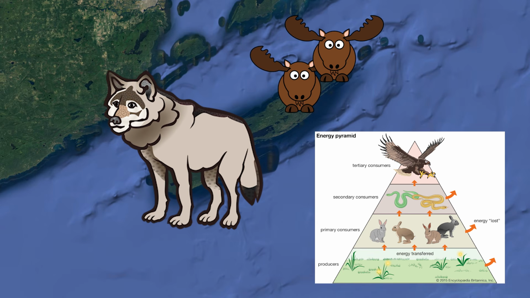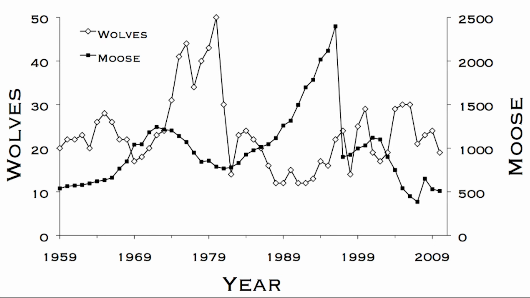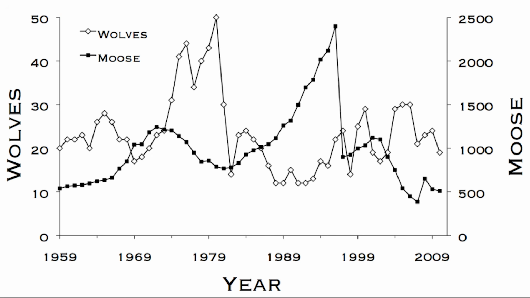But what's really interesting here is the way these two populations fluctuate. Because we've been studying this ecosystem for so long, we have a really good idea of how many wolves and moose are on the island in any given year, and we can record long-term trends for each of them. Over the last several decades, researchers have found that when wolf populations are high, moose populations are relatively low. When wolf populations are low, moose populations are relatively high. It seems as if Isle Royale's wolf population is directly influencing the behavior and abundance of its moose population.